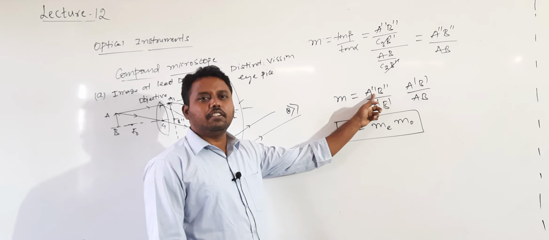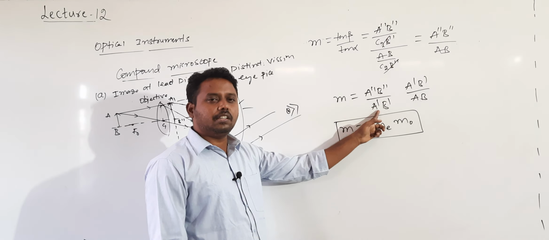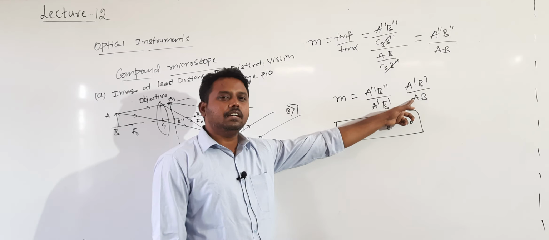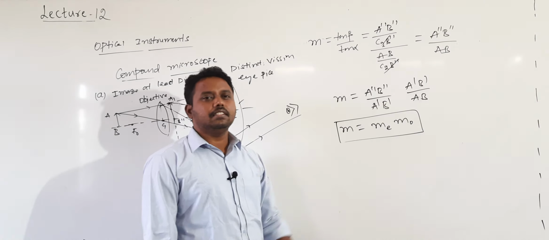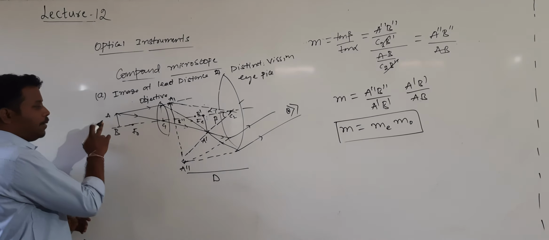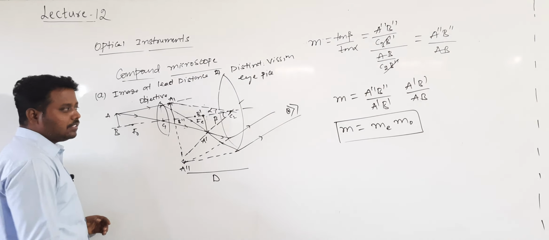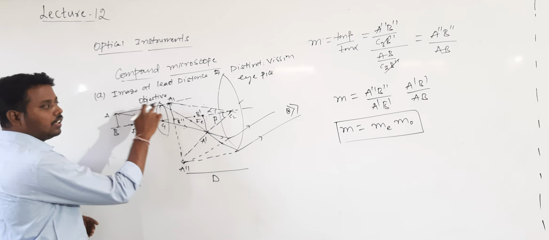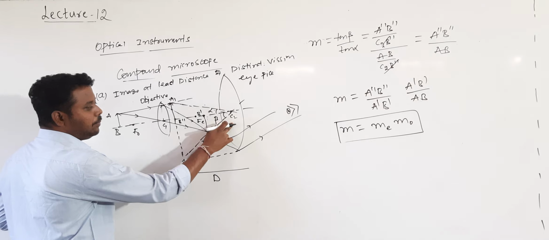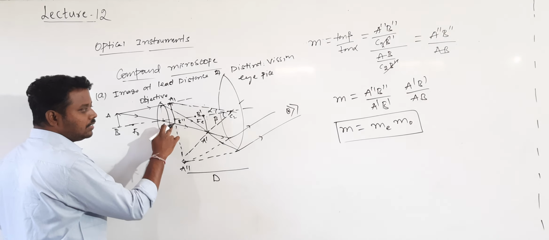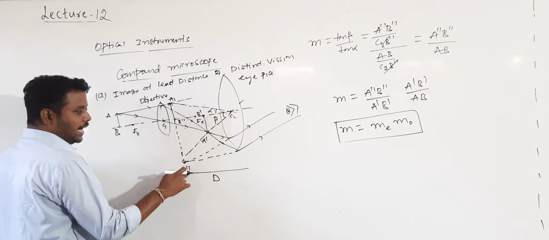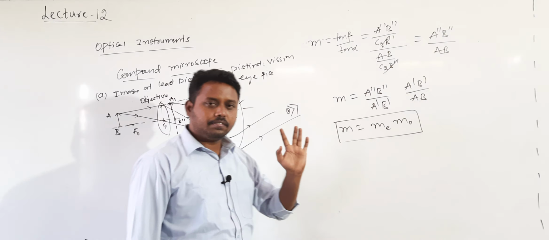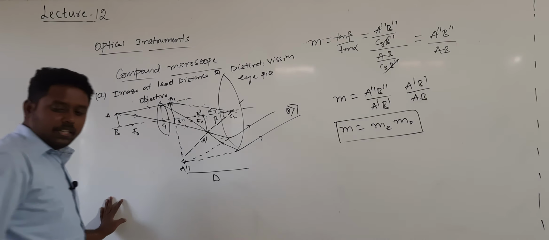Already you know the general formula: size of the image for the eyepiece by size of the object. What is MO? Size of the image by the objective lens by size of the object. For the objective lens, AB is the object, A dash B dash is the image. So size of the image by size of the object is the magnifying power of the objective lens. And for the eyepiece, the size of the image is A double dash B double dash, and the object is A dash B dash. So A double dash B double dash by A dash B dash will give you the magnifying power of the eyepiece. Okay?